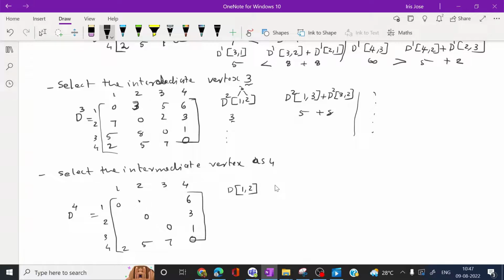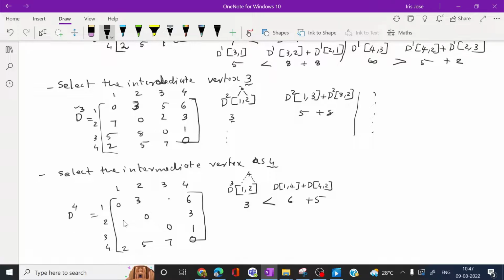D1 to 2, which means here now we are considering intermediate vertex 4. So we have to find the distance through 4. So D1 to 4 plus D4 to 2. That distance will be compared with D1 to 2. Here we are referring to the previous matrix, that is D3. D1 to 2 is 3. D1 to 4 is 6. Then D4 to 2 is 5. So this is lesser, so we'll keep this value.